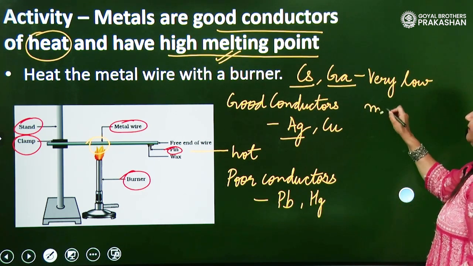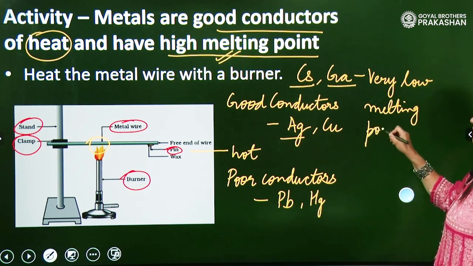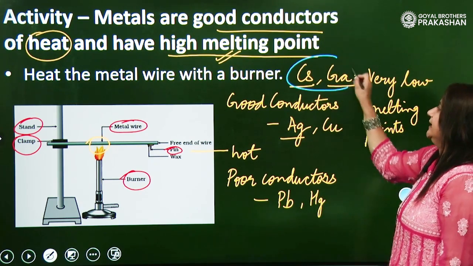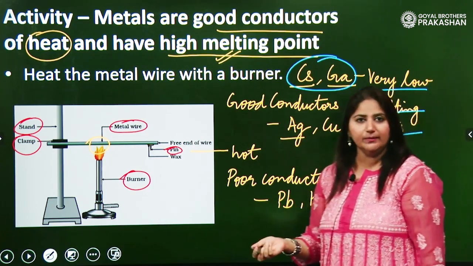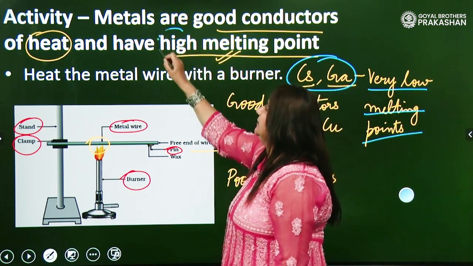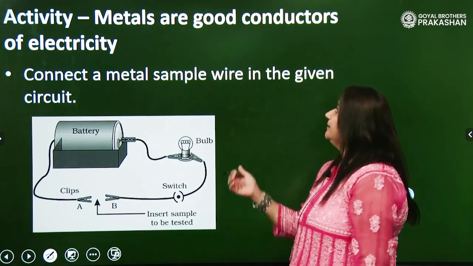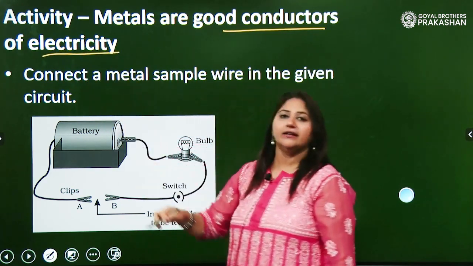So, again we have exceptions in the metals' melting points. What are the exceptions, children? The exception is cesium and gallium, they have very low melting points, while the rest of the metals have high melting points, right? This activity will prove that metals are good conductors of electricity, aren't they?